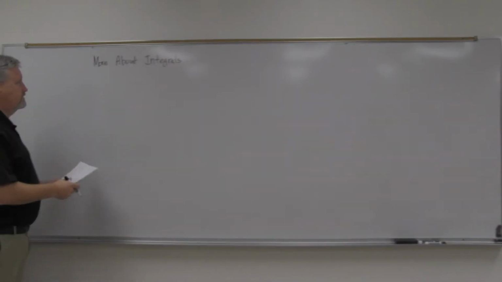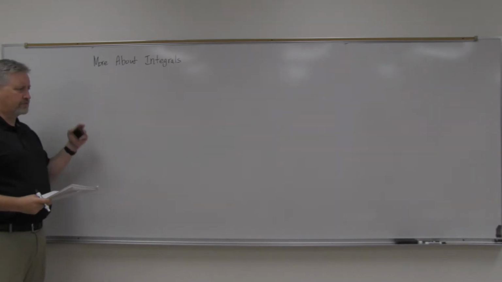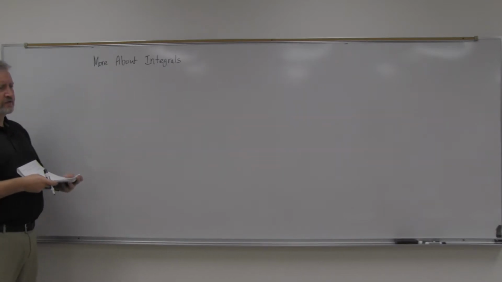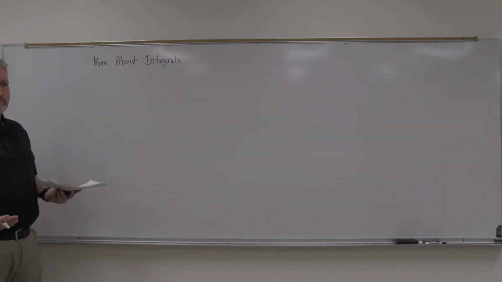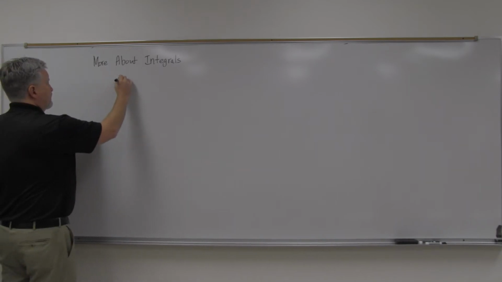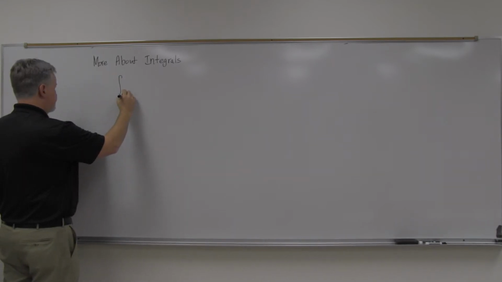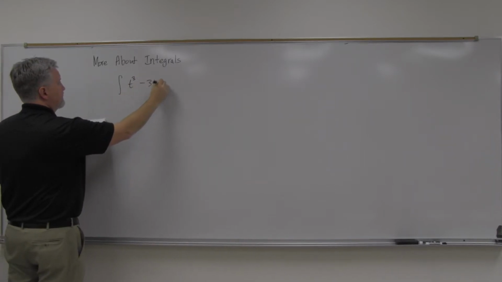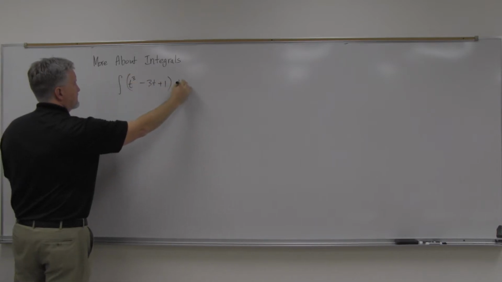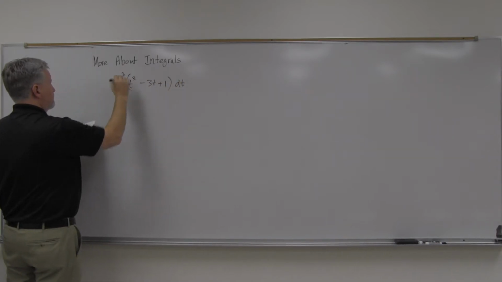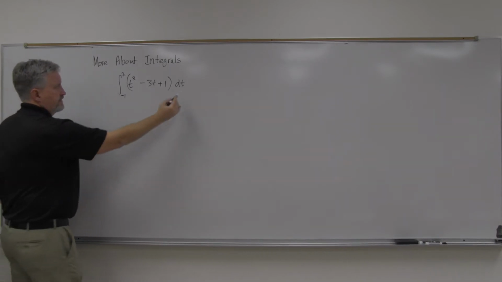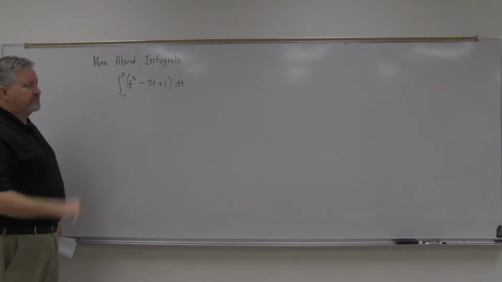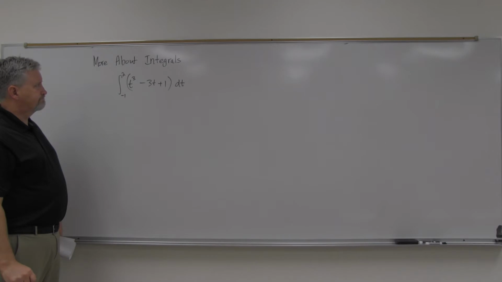We usually do integrals with respect to x. We've done several examples with integrals with respect to x, but it doesn't matter what the variable is there. Take, for example, the integral of t cubed minus 3t plus 1 dt. I'm going to do that from -1 to 2. This variable can be just about anything. It doesn't have to be necessarily an x. So that's the first point to be made on this one.